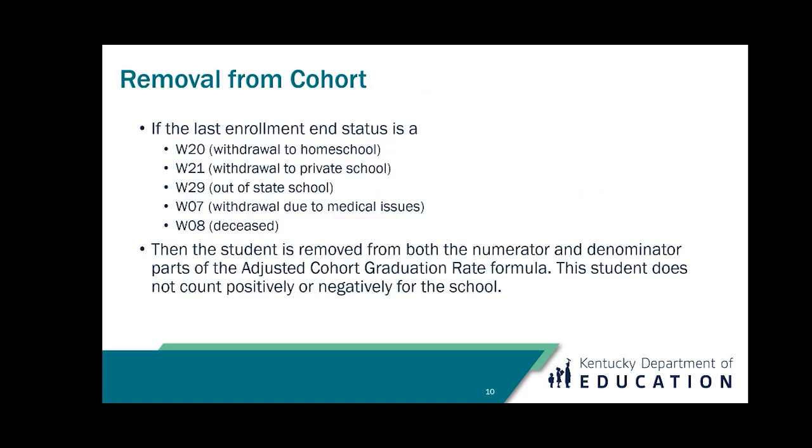Now we will talk about the removal from the cohort because that does happen from time to time. If the last enrollment status for a student is any of these, the W-20, which is withdrawal to homeschool, W-21, which is the withdrawal to private school, W-29, which is withdrawal out of state, W-7, which is withdrawal due to medical reasons, or W-8, which is the student is deceased, the student is then removed from both the top and the bottom parts of the adjusted cohort graduation rate formula. This student does not count positively or negatively for the school.